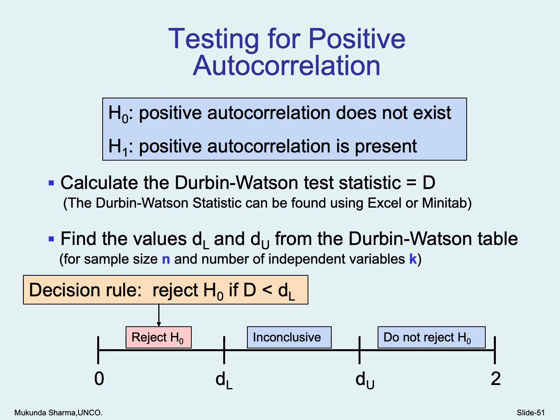If the value of the Durbin-Watson test statistic lies between 0 and the lower limit of the Durbin-Watson statistic, then we reject H0. If the value lies between the upper limit and 2, we do not reject H0. And if we find the value between the lower and upper limits of Durbin-Watson, we cannot decide whether there is positive autocorrelation or not.